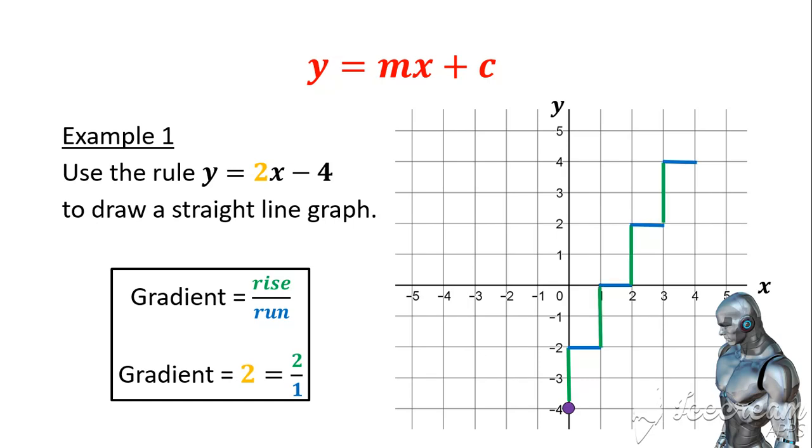We can rise up 2, run along 1, and keep going. Rise up 2, run along 1, rise up 2, run along 1. And now we can draw in our graph as such. And this is what the graph of y equal to 2x minus 4 will look like.